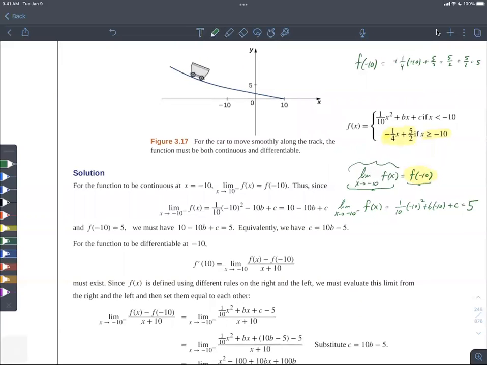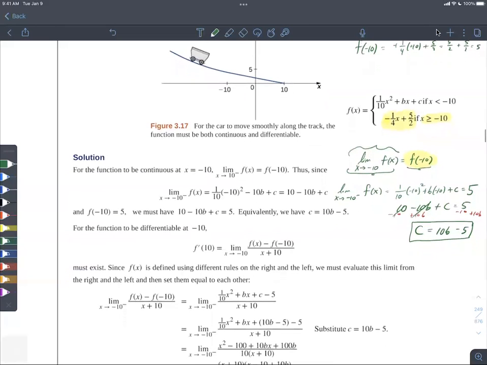We can simplify this a little bit. -10 squared is 100, divided by 10 is 10, minus 10b plus c equals 5. And so this is going to give us an equation here. If we subtract 10 on both sides, this is going to give us the equation. And why not? Let's go ahead and actually add 10b to both sides as well to isolate the c, to solve for one of these unknowns. And so we get c on the left-hand side is equal to 10b minus 5. Okay, so we have an expression for c.